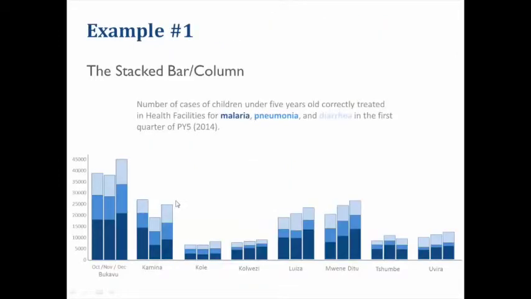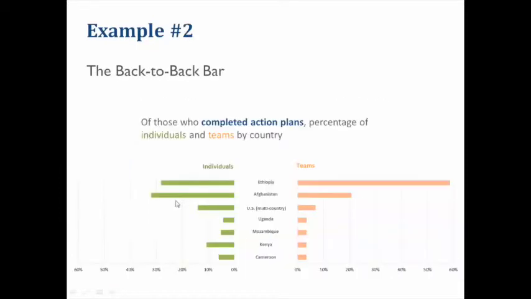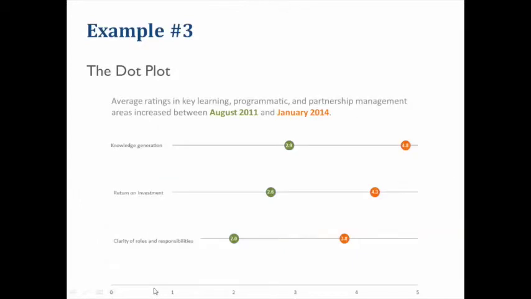The first example that we'll cover today is a stacked bar or column chart, followed by the back-to-back bar chart, and thirdly, we'll review a dot plot.